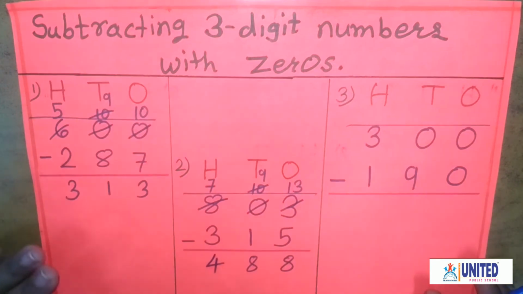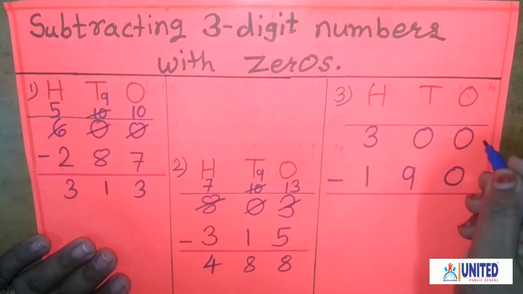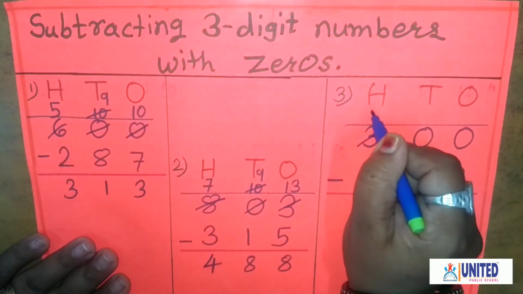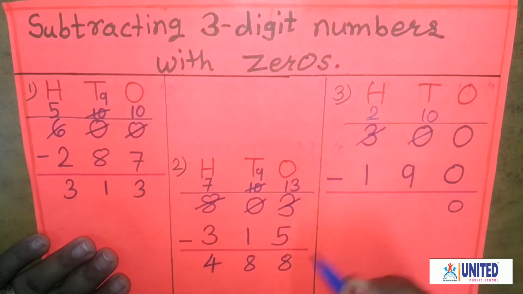Okay. Now the third number, 300 minus 190. So here 0 minus 0, 0. Now in the tens column, 0 minus 9 is not possible. So the tens column takes the borrow from the 100 column. So we take the borrow, here 2 remains. And here there is a 10.